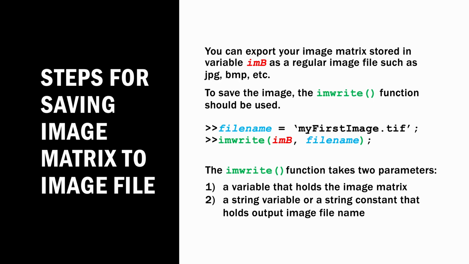Together, these two inputs export the matrix in imB as an image file called myfirstimage.tif. Remember, the file is saved to the current working directory unless you provide a full path, and the file extension such as .tif, .jpg, or .bmp must be included inside the quotes. Forgetting the quotes or misspelling the extension is a common error.